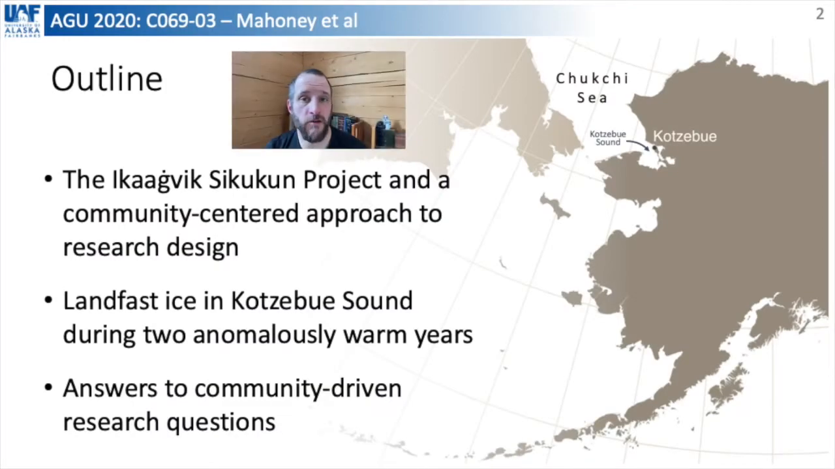The map on the right shows the location of Kotzebue on the northwest coast of Alaska, inside of Kotzebue Sound, which itself lies in the southeastern corner of the Chukchi Sea. And on the left is a brief outline of what we'll cover in this presentation.